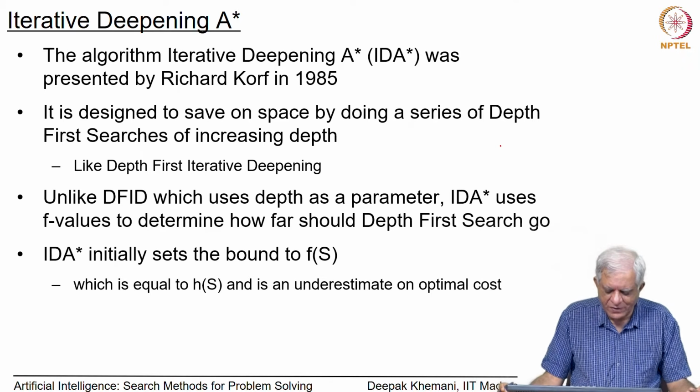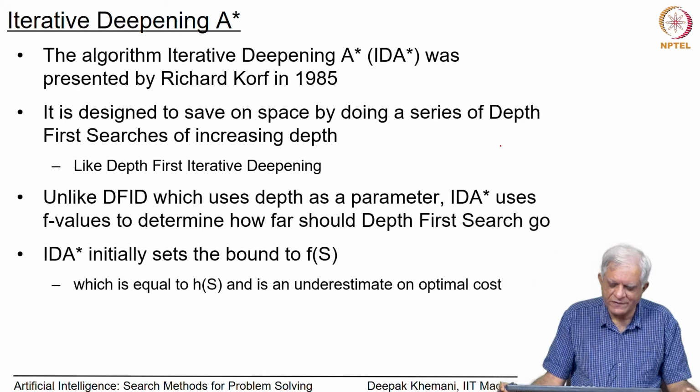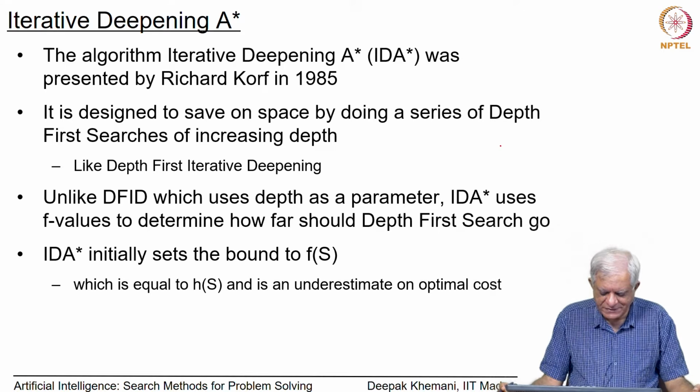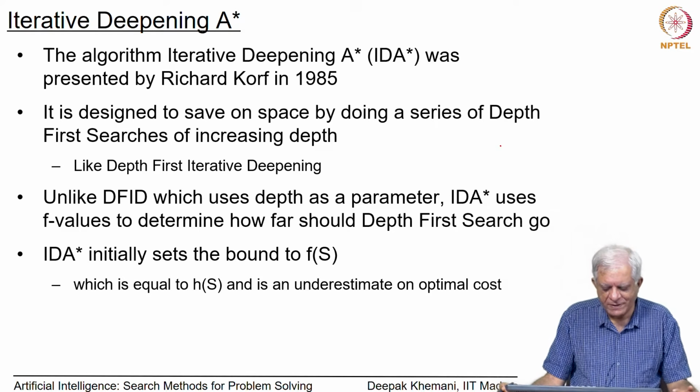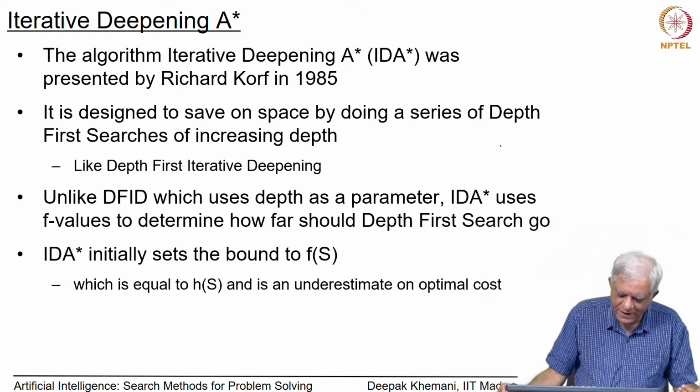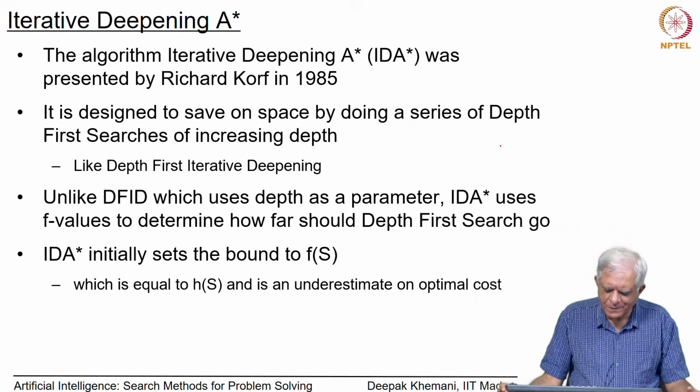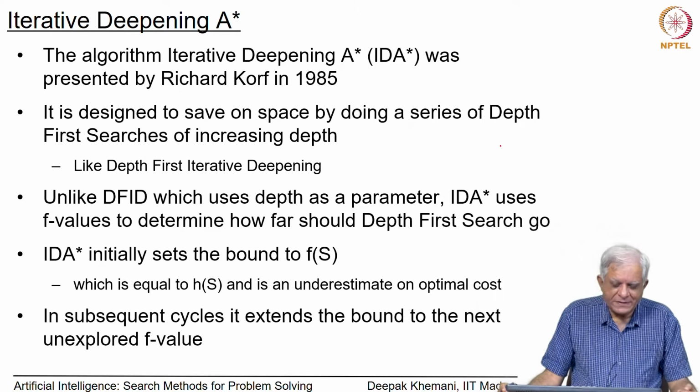IDA star initially sets the bound to f of s, which is equal to h of s, if you remember, because g of s is 0, and we know that h of s is an underestimating function, which underestimates the optimal cost. Depth first search will never venture into a solution which is more expensive than the optimal solution, because it starts off by looking at depth only where at best a solution can be found. At best h of s can be equal to h star of s, and if that happens to be the case, then it will find the solution. In subsequent cycles, it extends the bound to the next unexplored f value.